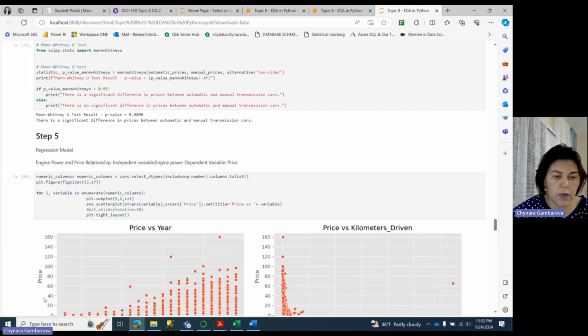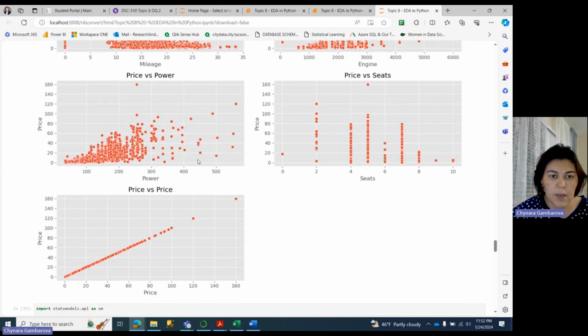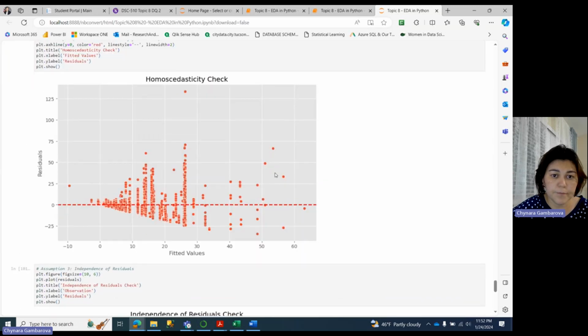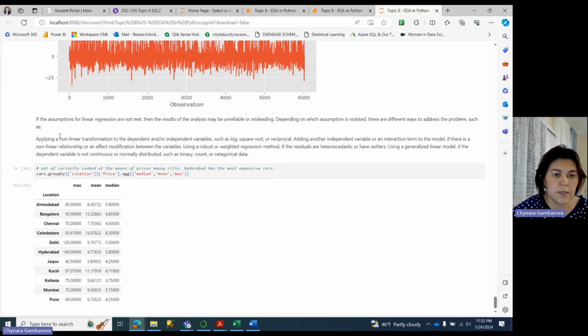I'm exceeding my time limit, so I will leave regression model visuals here. As you can see, we have a little bit of linear relationship between price and power. This one is actually not price and price, it's price and future price, I guess. But the highest correlation, I would say, we can see from this price and power. And we are performing OLS tests on all the assumptions. And as a conclusion, we can't use a linear regression model because our assumptions are not met.